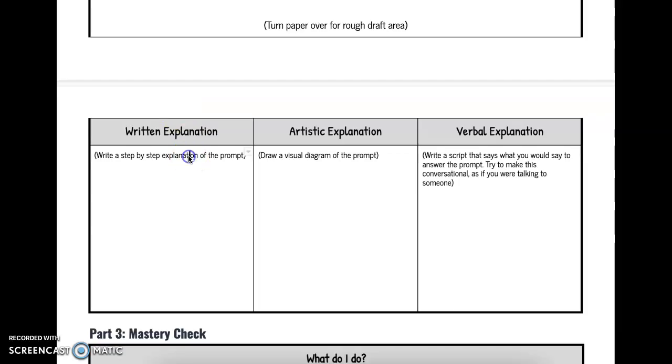So let's go ahead and pause your video here so that you can work on this practice and practice these 3 types of explanations. Pause now and complete this activity.